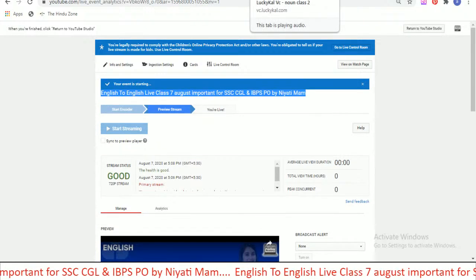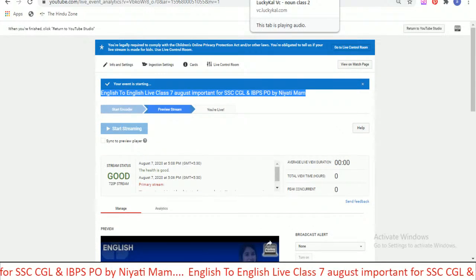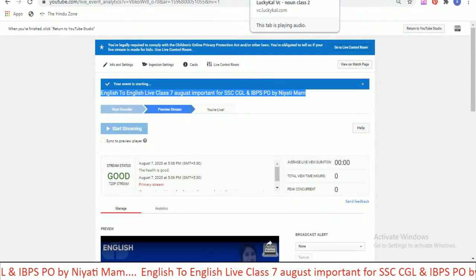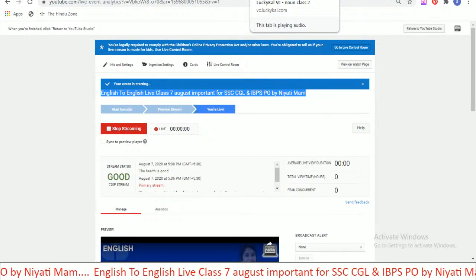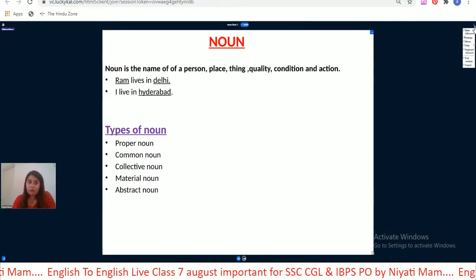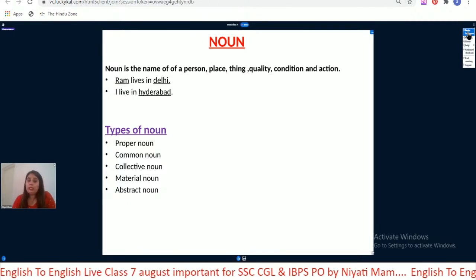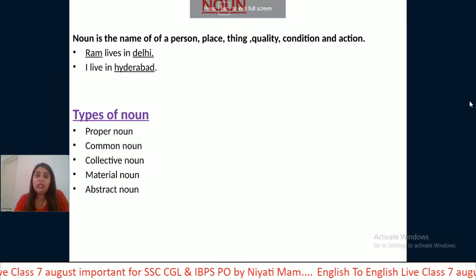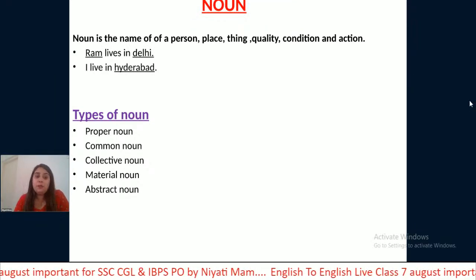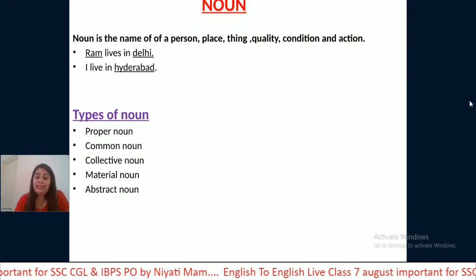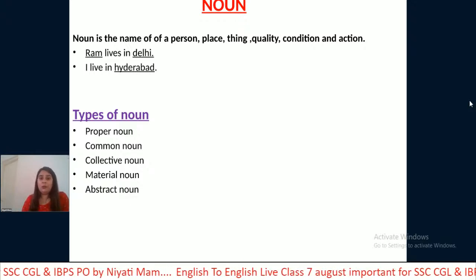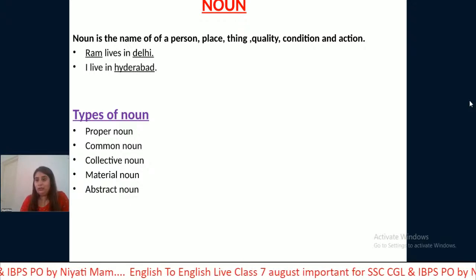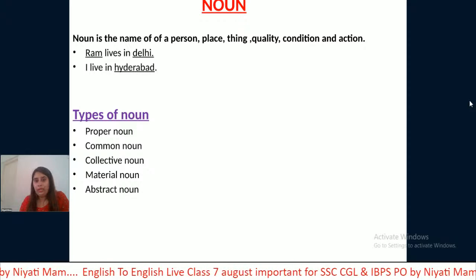We have learned some new vocabulary words. We have learned some one-word substitution. And we also read some basic concepts of English, like we learned that noun is a part of speech. There are a total of 9 parts of speech, and we learned about transitive verbs and intransitive verbs. And in this class, we are going to start with noun, right?